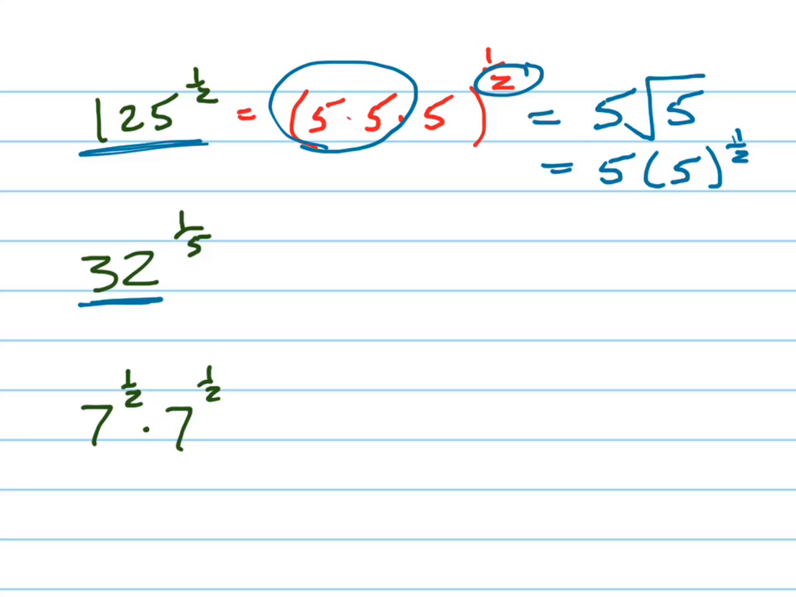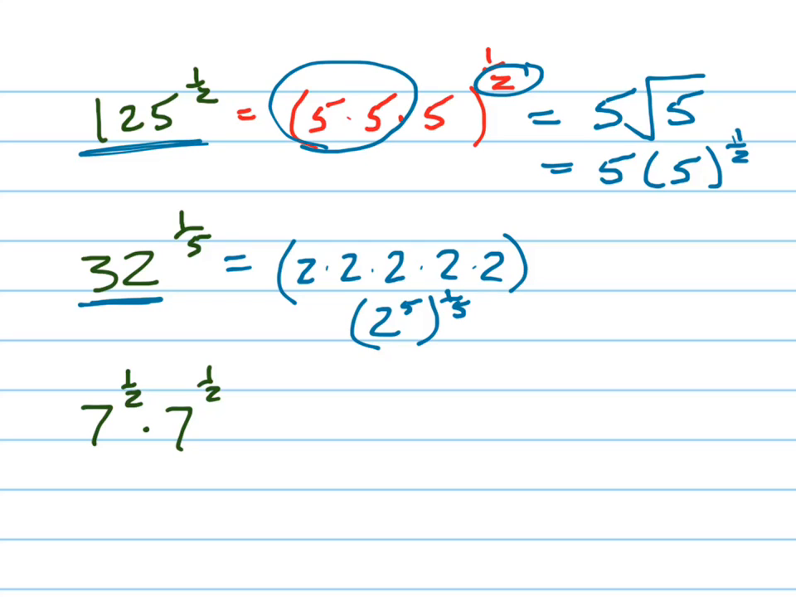Let's try this one. 32 to the 1/5 power. Now I'm taking 32 and breaking it up into its product of primes, and there happen to be 5 2s that you multiply together to make 32. Another way you could write that is 2 to the 5th power. In fact, it's easier to see why this works. 2 to the 5th power to the 1/5 power. If you remember the property of exponents, you multiply the powers together. And what's 5 times 1/5? 1. So your answer is just 2.